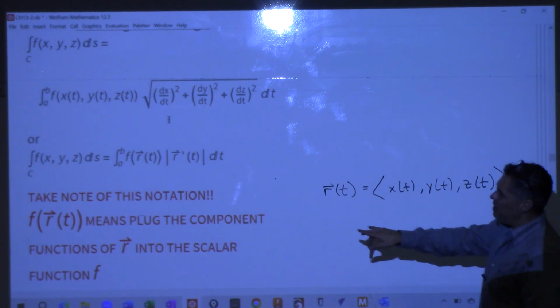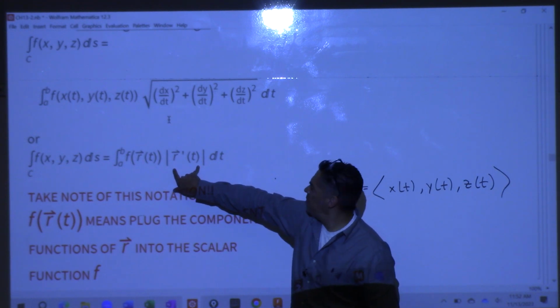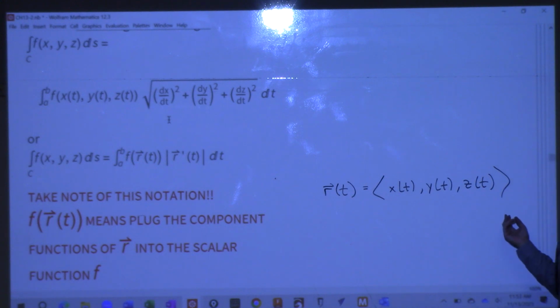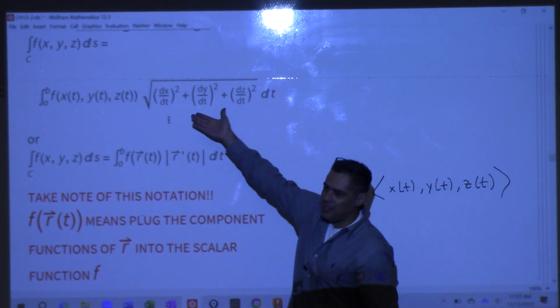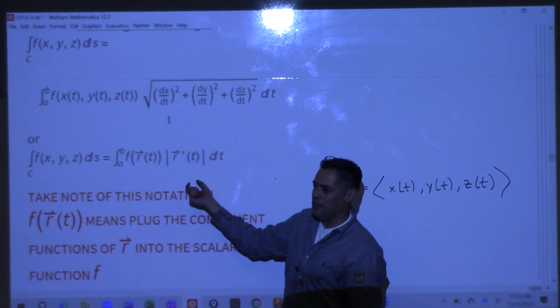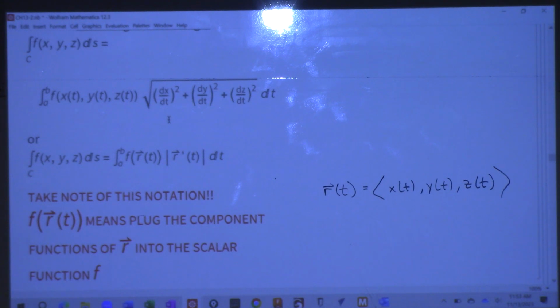And then, what is this? The magnitude of the derivative. What is this? The magnitude of the derivative of r. Well, here's r. What's its derivative? How do you take the derivative of a vector function? You just take the derivative of each one. And then how do you take the magnitude of that? Square root of the sum of the squares of all those. Isn't that what this is? That's exactly what this is. So this is just a condensed notation of that. That's all that is. So it's just a more compact, tight formula that represents the exact same thing.